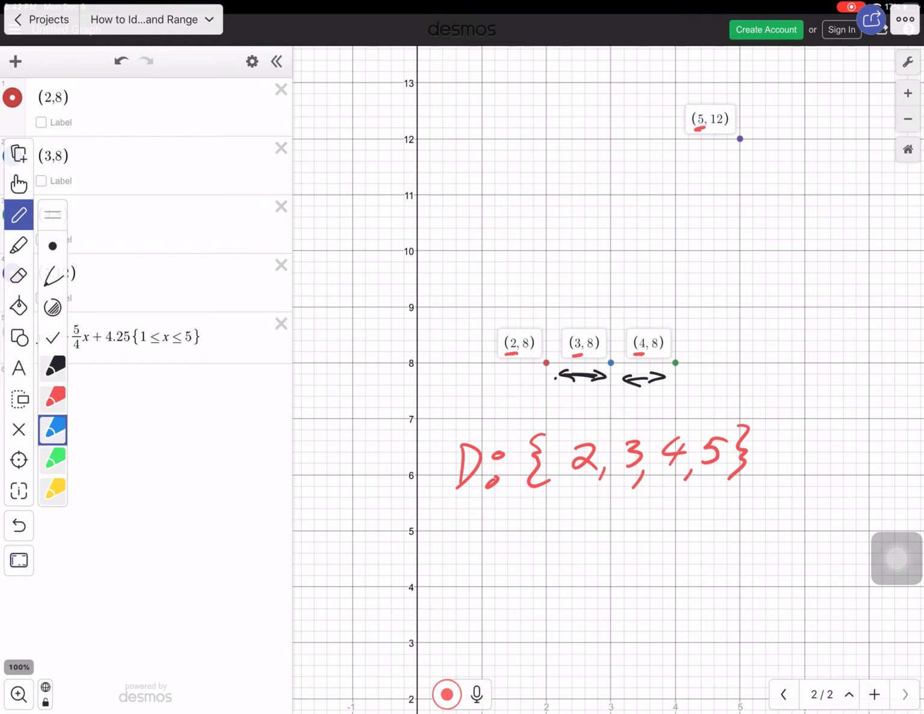So then range, we write with curly brackets again. What are all my y values? Well, I have an 8, and an 8, and an 8, and a 12. So you only have to put the 8 once? Yeah, exactly. Because those are the same, we can rewrite this. And I only wrote them all out to show you. When you glance at it, you'll very quickly realize there's only 2: 8 and 12.